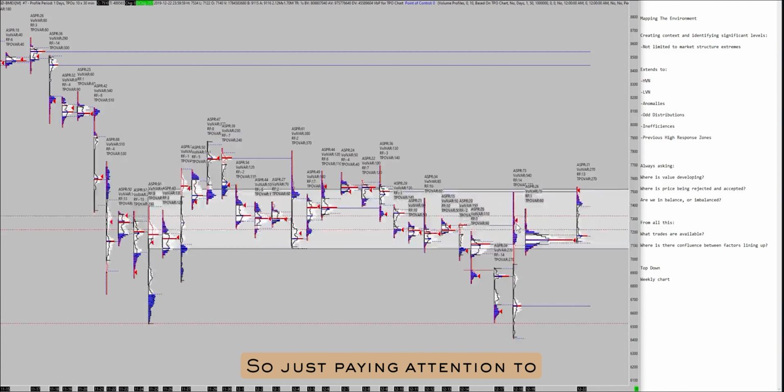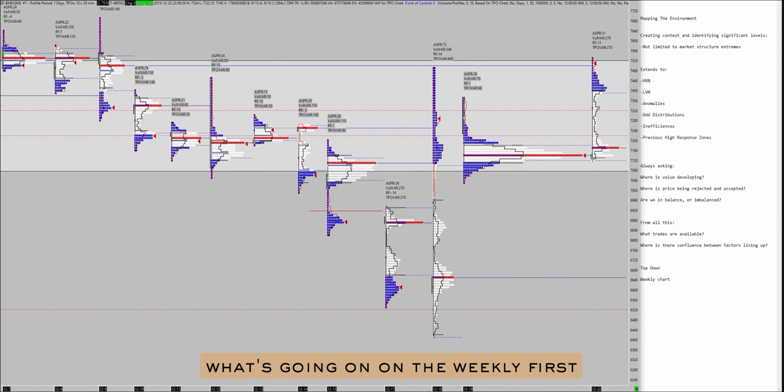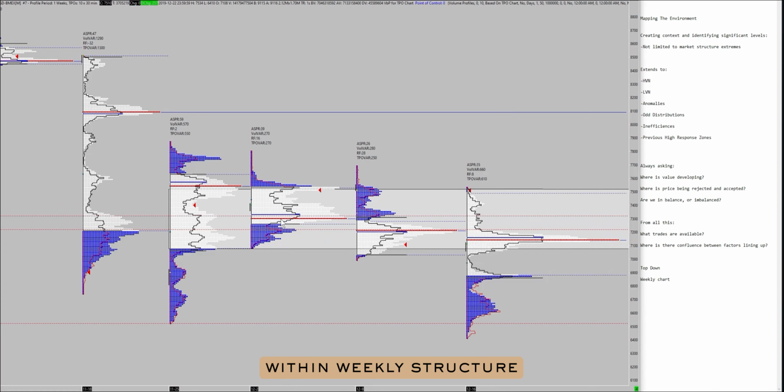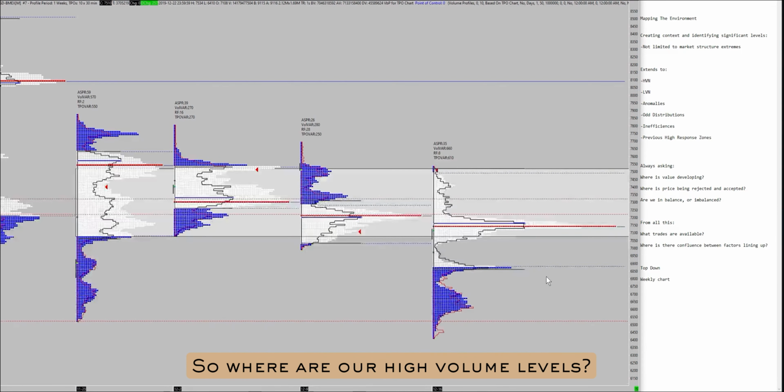So just paying attention to what's going on the weekly first, keeping in mind where we sit within weekly structure. Are we ranging? Are we in a trending market? Mapping out the weekly contextual levels. So where are our high volume levels? Where are our low volume nodes? Where has the market shown signs of rejection? Where has the market not shown signs of rejection?